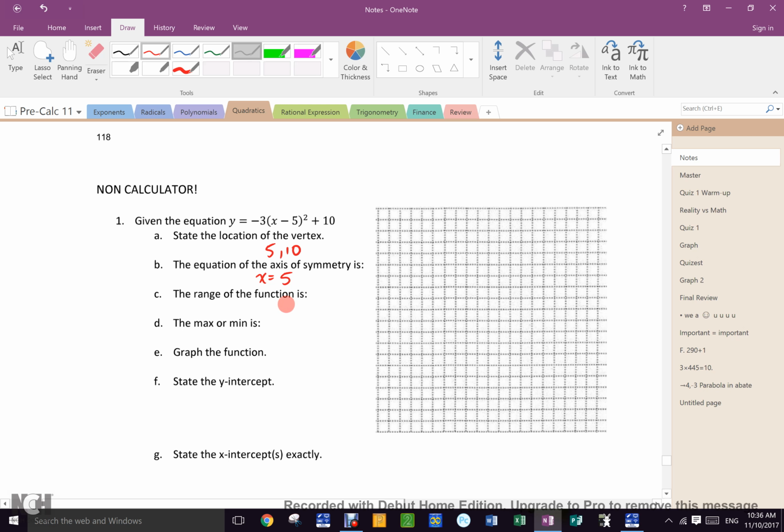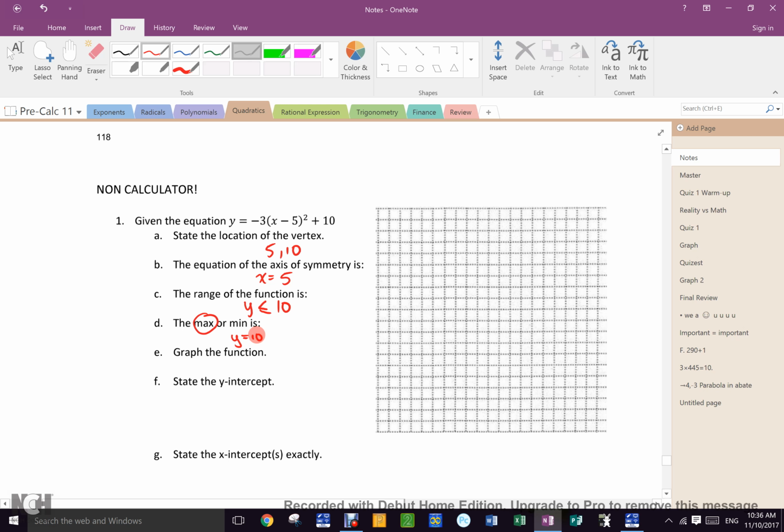What's the range? Does the graph go up or down? Down. So the y's have to be less than or equal to what? 10. Brilliant. Is it a max or a min? It's a max at y equals 10. Excellent. Then we graph it.